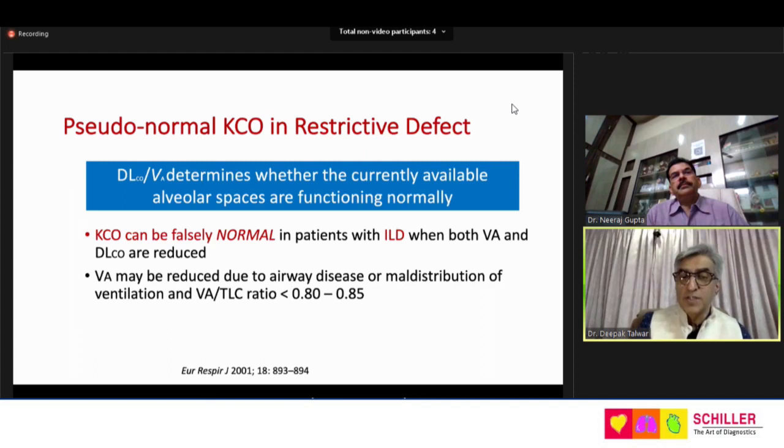And here it is very important to see what the VA-TLC ratio is. As I told you, if it is less than 0.80 or 0.85, generally we take 0.80, then it is a restrictive defect. And that is what we are talking about, whether this restrictive defect is primarily because of parenchymal disease like ILD or extra parenchymal disease like the diseases which we are talking about, like neuromuscular diseases.